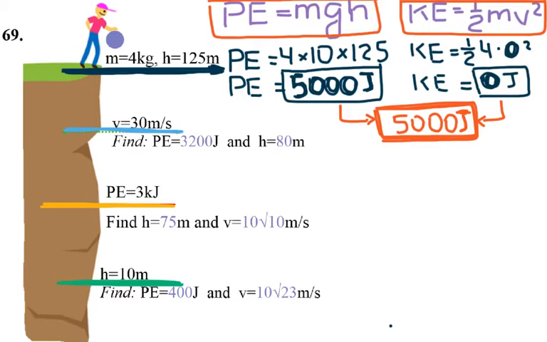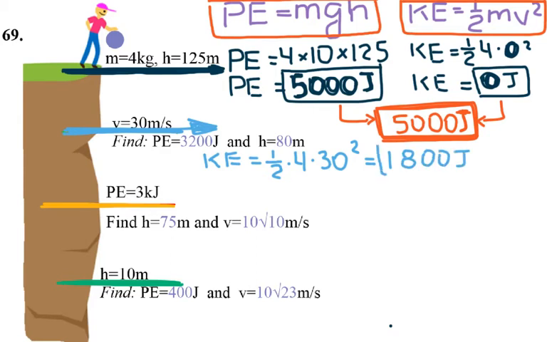So when the object is moving at 30 meters per second, I want to calculate at what height the object is and how much energy it has. Because it has a velocity, I'm going to start with the kinetic energy. So the kinetic energy is 1/2, the mass is 4, and the velocity squared, that's 30 squared. So it looks like 2 times 900, so that is 1,800 joules. That's how much kinetic energy.